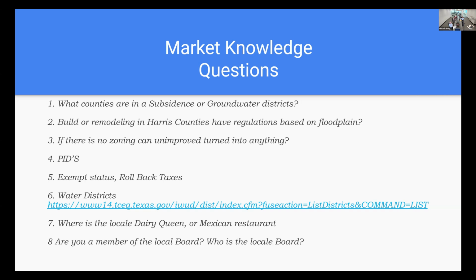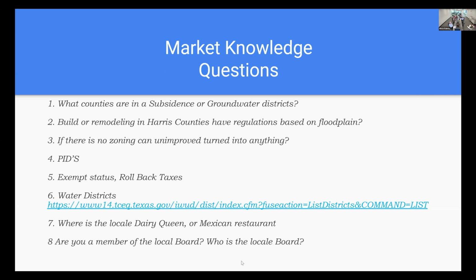And on the MLS for PIDs, there is a section that says PID. If it's not marked, that means it's not in one. I always check the tax rate. The tax rate will double check it. Not all the time, I won't tell you all the time if it's in a PID, but 99% of the time it's probably going to show you.